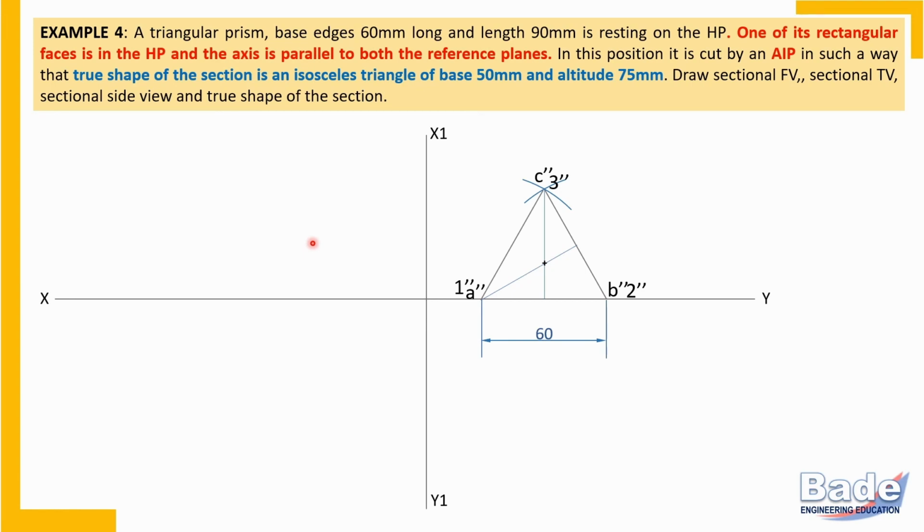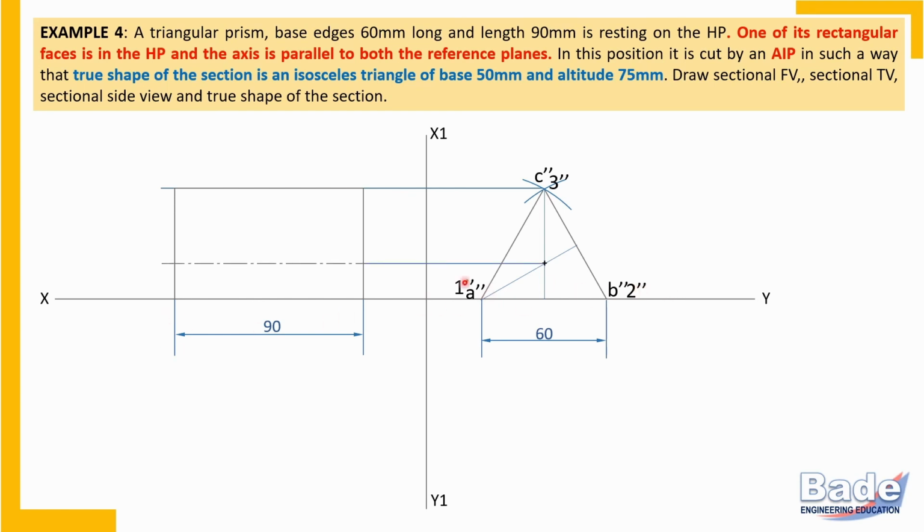In the front view, the axis is parallel to both of the reference planes. So the axis will show true length in the front view as well as true length in the top view. So measure the true length of the axis. Leave some space, so the front view must not touch the X1 Y1 line. Any convenient space, and measure the true length of the axis. And this is how a triangular surface on this side and a triangular surface on this side, and the axis is showing true length. So project edge C3, edge A1 and edge B2 also in the side view. And this is the axis, which is 90 millimeters long.